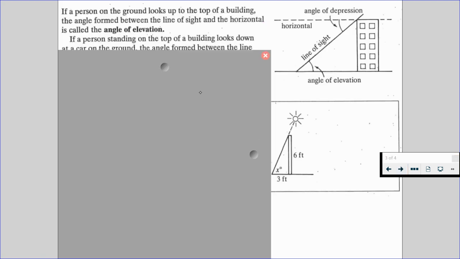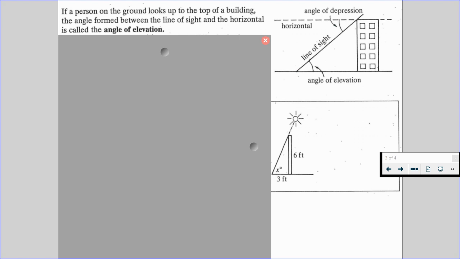If a person on the ground looks up to the top of a building, the angle formed between the line of sight and the horizontal is called the angle of elevation, as depicted on the right-hand side. So there's a person standing and looking up. Let me see if I can draw a person. Let's say there's a person down here, and the person is looking up at the top of the building. That's their line of sight, and the angle of elevation is the angle that they are looking up at.